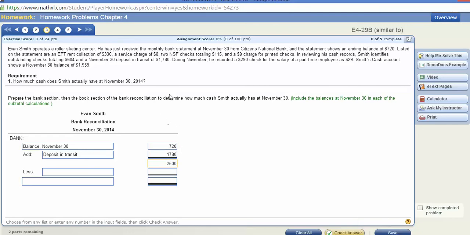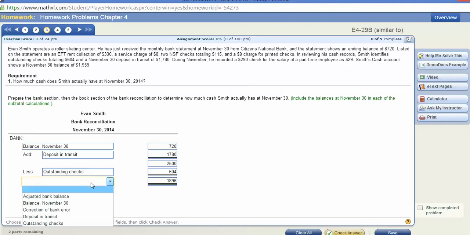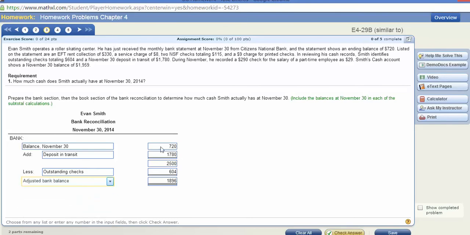Well, that's outstanding checks. So Smith identifies outstanding checks of $604. So let's look for outstanding checks and put our $604. Now, if you take the 2,500 minus the 604, you'll come up with 1,896. Okay, and 1,896 is the adjusted bank balance. It's the bank balance adjusted for the things that the bank statement could not possibly know.